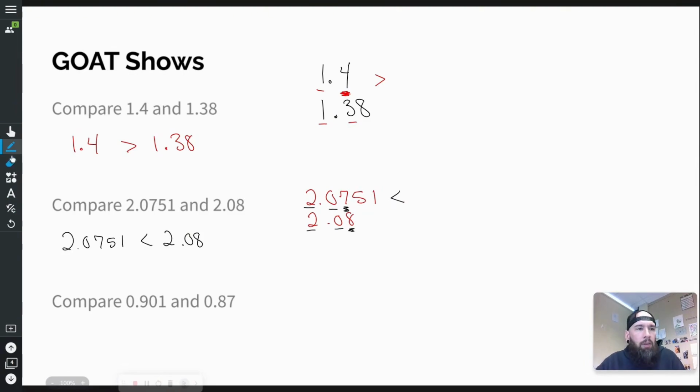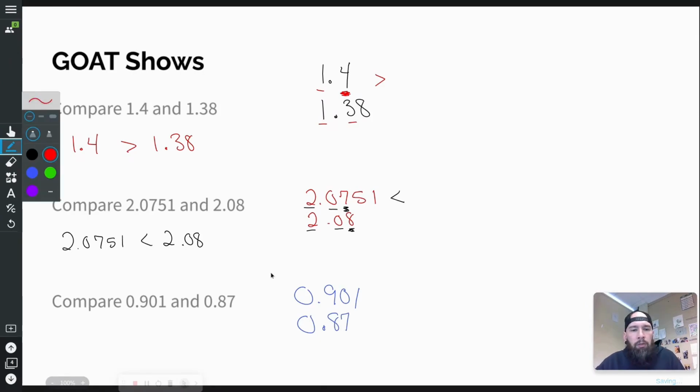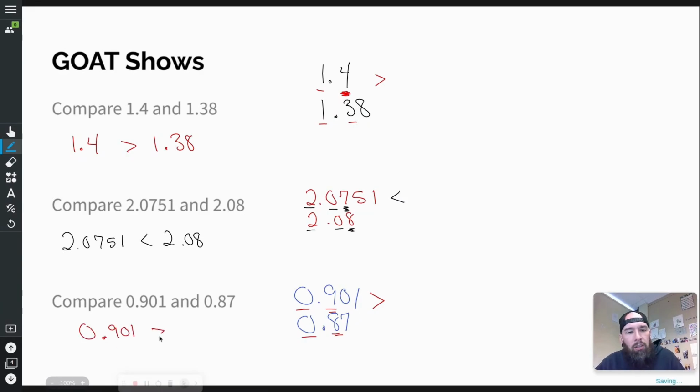Let's do it again. Make sure everything's lined up. So we get 0.901. Line up the decimals, 0.87. You go from the left to the right. 0 and 0 match up. 9 is greater than 8. So this is going to be greater than. So 0.901 is greater than 0.87. So 901 thousandths is greater than 87 hundredths.